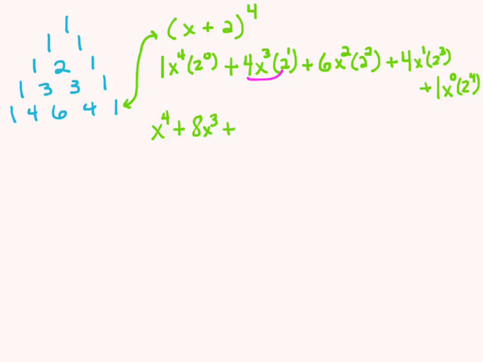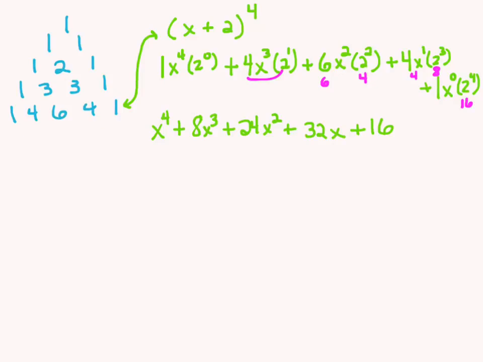Plus, in the next term, 2 squared is 4, and we got to multiply that times the 6, so I get 24 x squared, plus, in this term, 2 cubed would be 8, and I need to multiply that times the 4, so plus 32 x. And then in my final term, I have 2 to the 4th, which is 16, times 1 would still just be 16, and it's x to the 0, which is just 1, so I don't need to write it down. And so there is my expanded polynomial.